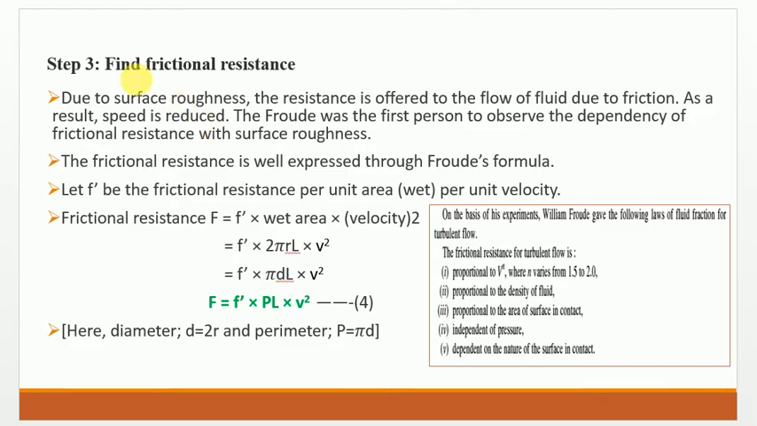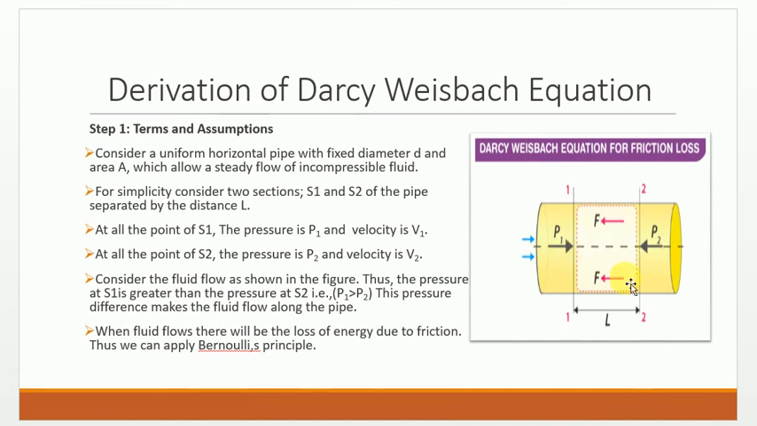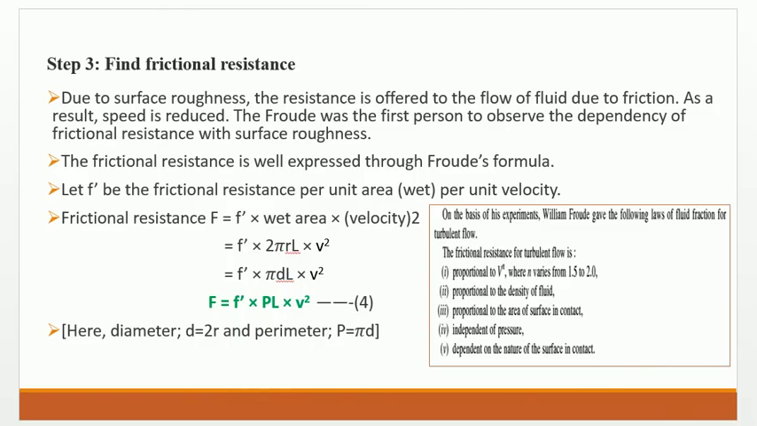So now we need to find what the frictional forces are. The forces are the pressure force and the frictional force. The pressure force we have found. Now we're going to find the frictional force on a moving fluid in a pipe. To find the frictional force, we know that each pipe has its own surface roughness. So when a fluid flows in a pipe, there will be some resistance force that we call friction. Due to this friction, there will be a reduction in speed.